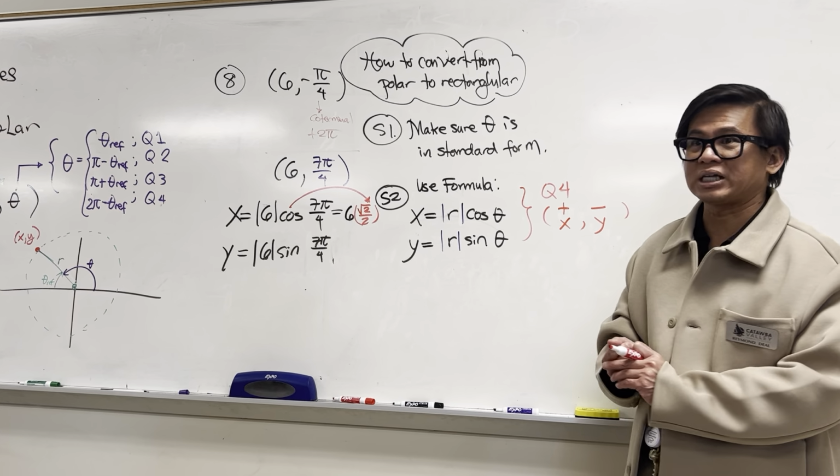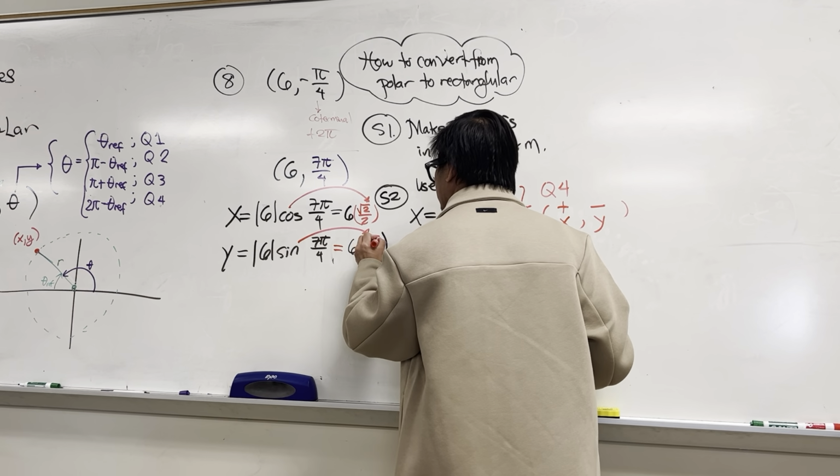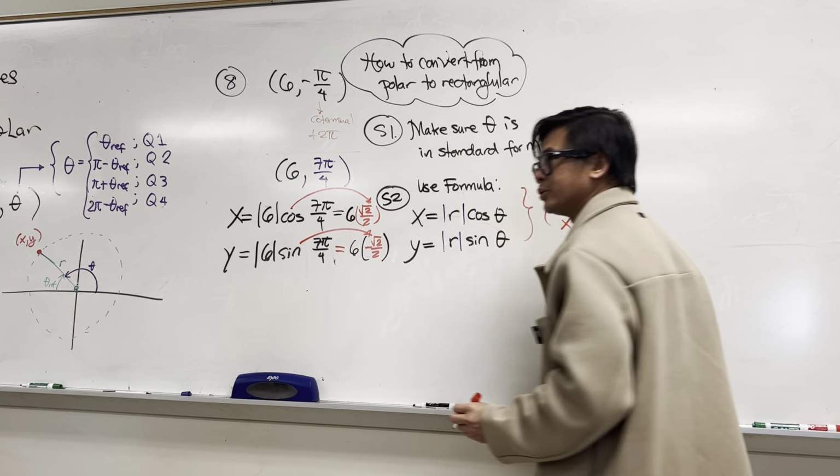And this one, what's this then? 6 times, and again, this is what? Sine of 7 pi over 4. What's that going to be? Negative square root of 2 over 2. Once again, in quadrant 4, x is positive, y is negative. And then after that, simplify them.